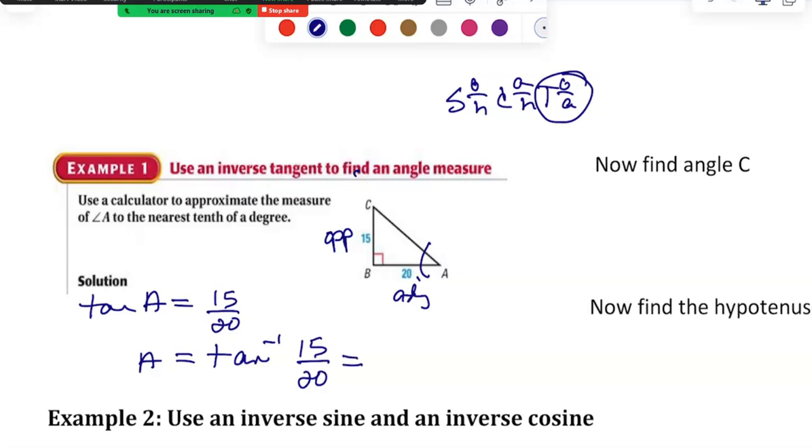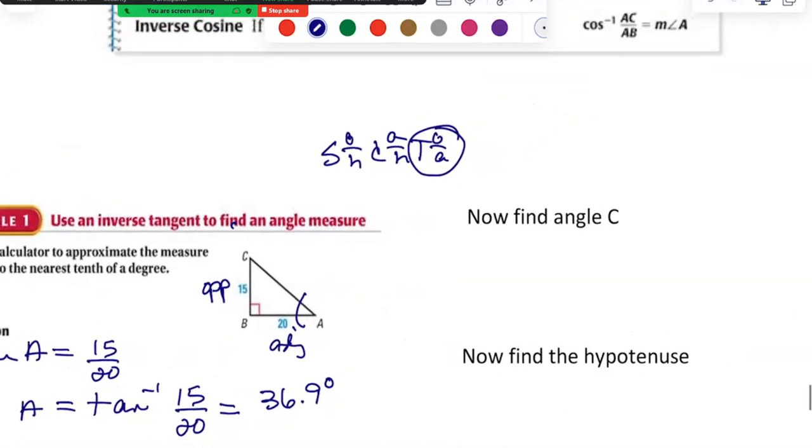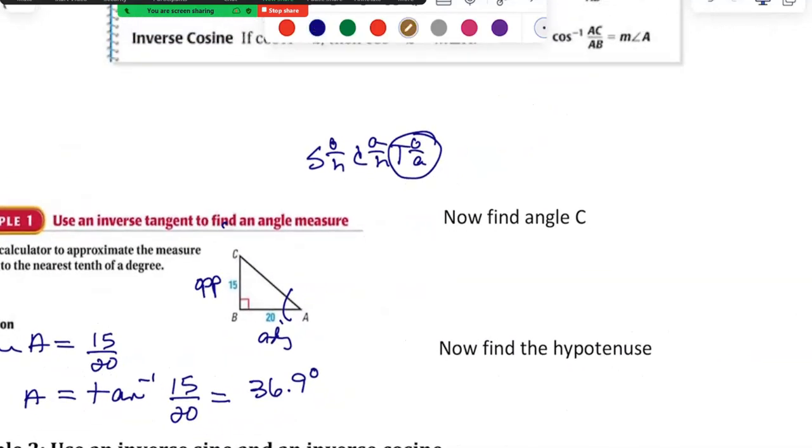And when you do that, what should you get? Let's see. I'm going to put that in my calculator. So I want A. From A's perspective, are you clear that you have opposite over adjacent? I'm going to say second tan of 15 divided by 20, and that's going to give me an angle of 36.9 degrees.